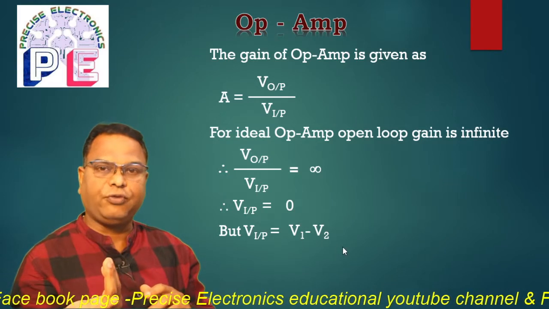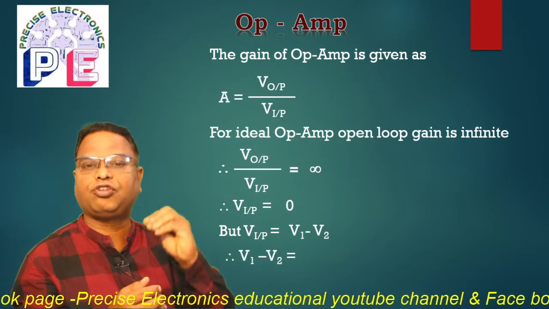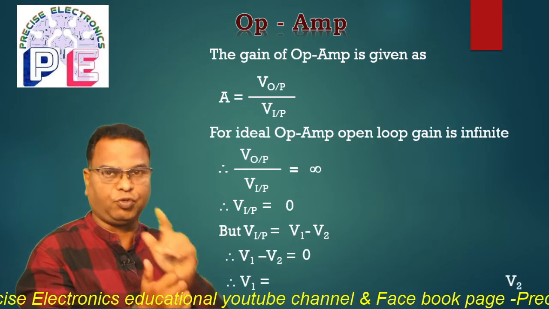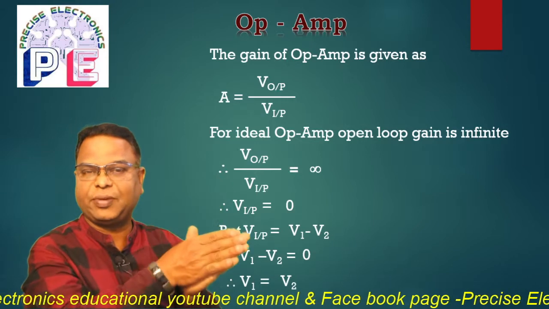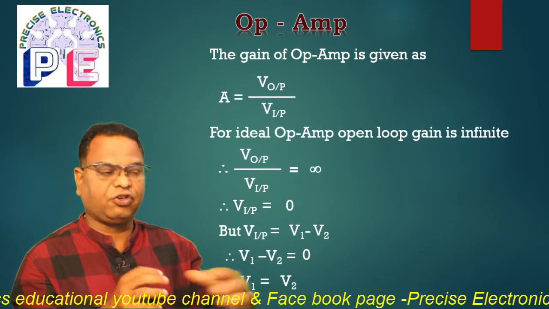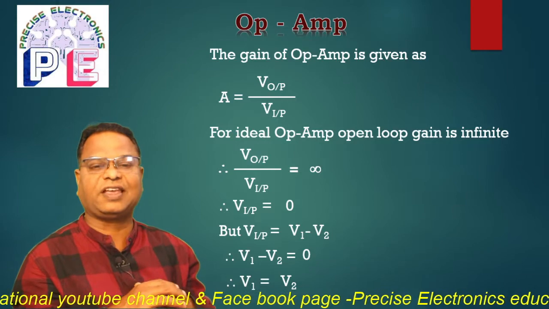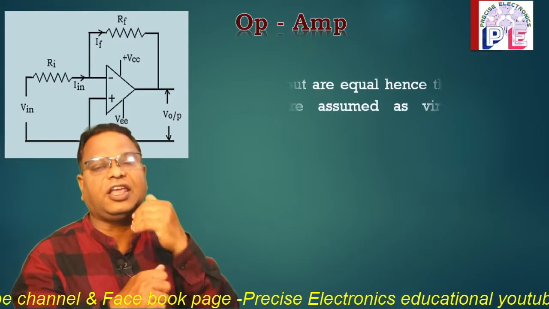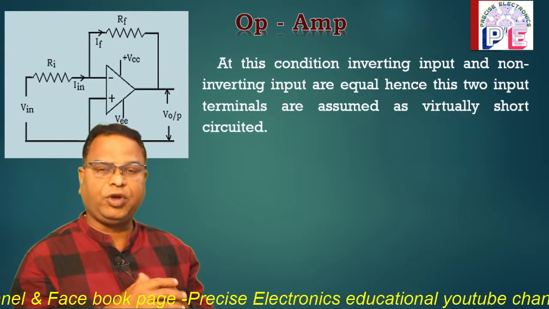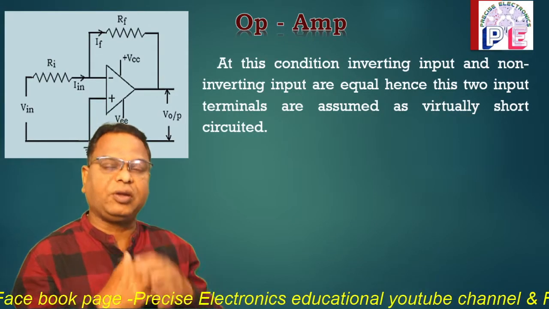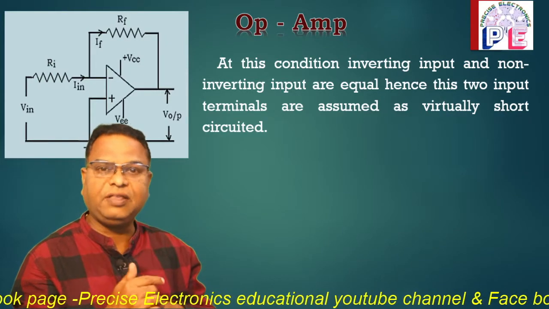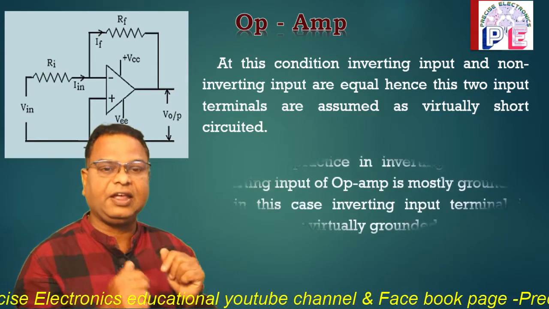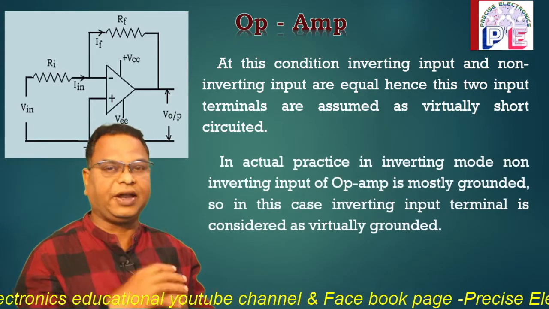So obviously V input is 0, therefore V1 minus V2 is equal to 0. So V1 is equal to V2. V1 minus V2 is equal to 0. Taking V2 across the equation, we get V1 is equal to V2. That means in this case, the inverting input potential and non-inverting input potentials are equal. V1 is equal to V2. So inverting potential and non-inverting potential are equal. That means the inverting input terminal and non-inverting input terminal are short circuited and then a common input is applied.